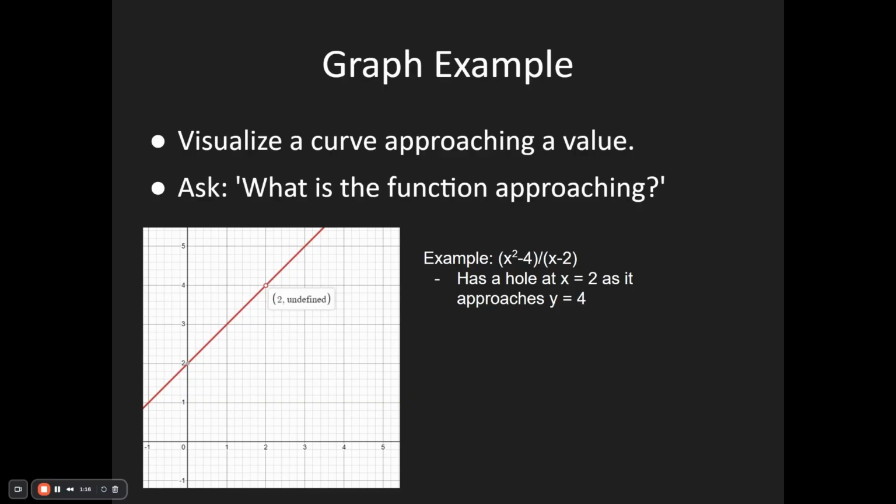This is the main idea. The limit depends on what the function is approaching, not what it equals at that point. So as x approaches 2 here, on both sides, y equals 4.